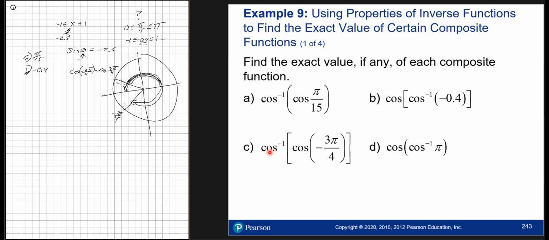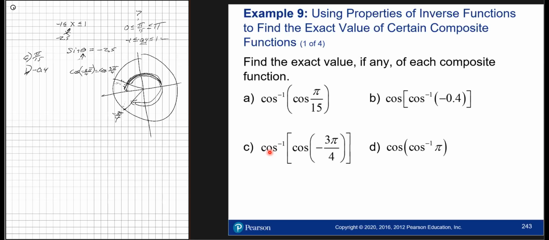And pi is not in that interval, so cosine inverse pi is not defined. Okay, it's undefined, or does not exist, or gives us no solution. So that composite function is not defined. We don't get an answer.